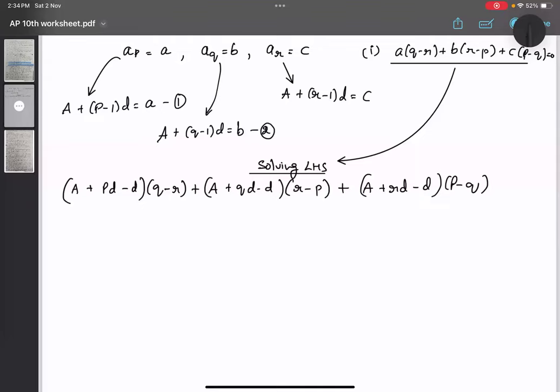So let us multiply. It's a very long question, but it will happen. Let me just multiply by Q: AQ, PQD minus DQ. Now I will multiply by R: minus AR, minus PRD, plus RD. Is the logic clear? Similarly, I'll do the second bracket.